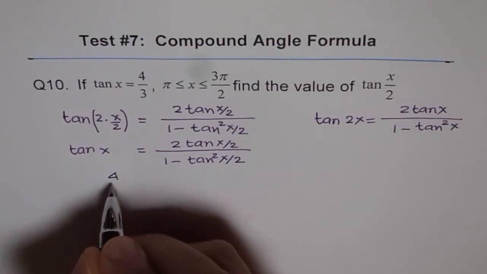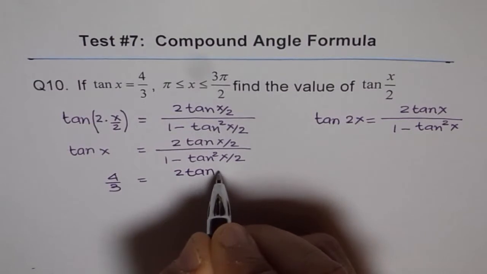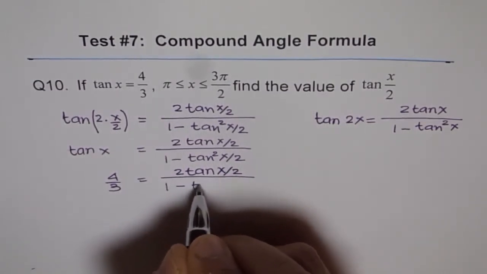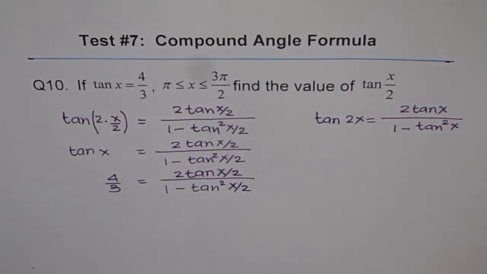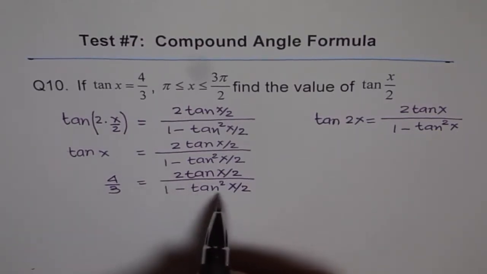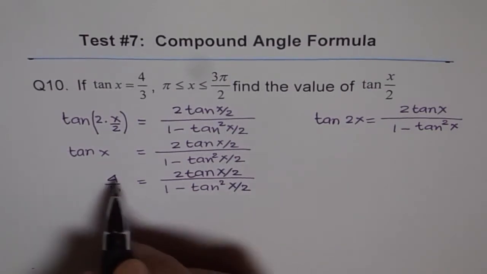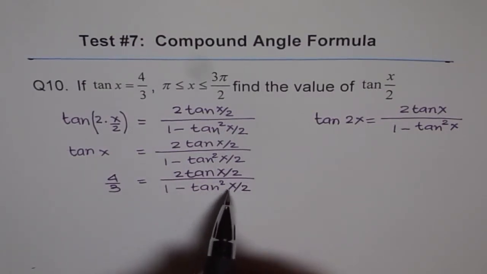So we get 4 over 3 equals 2 tan x by 2 divided by 1 minus tan square x by 2. Now we have kind of ratios, right? So the best way to solve this is to cross multiply so that we get a linear kind of thing, and then it seems to be a quadratic equation and then we will solve it, right? So let's cross multiply. Let's multiply both sides by 3 times 1 minus tan square x by 2.